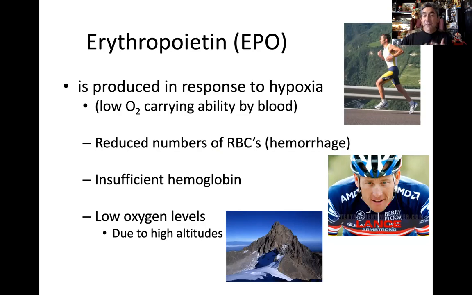It's going to be produced when there's what we call a hypoxic situation. Hypoxia is a low oxygen carrying capacity by the blood. You have to be a little bit careful when we analyze this, right? So it's produced when there is a low oxygen carrying ability by the blood. Everything can be perfect, but as long as the body senses that there's not enough oxygen being transported, that's when the kidneys start to release EPO.